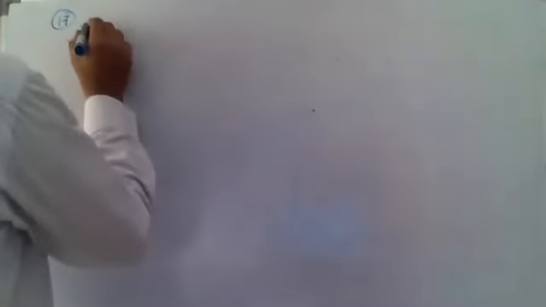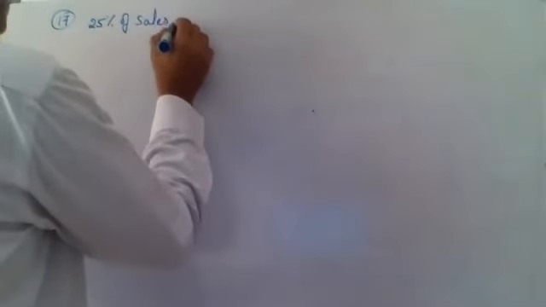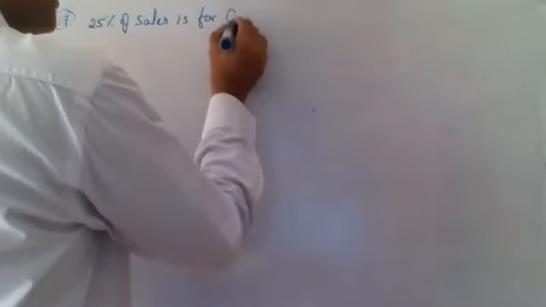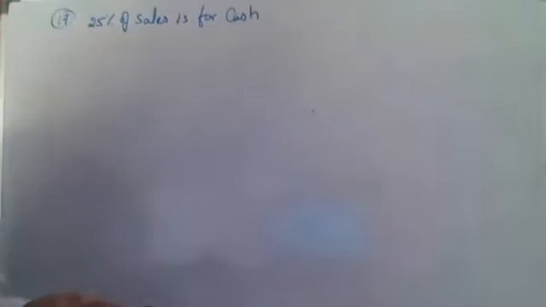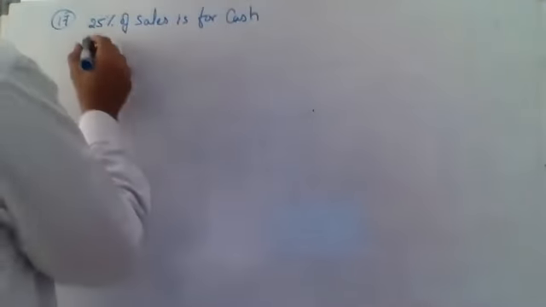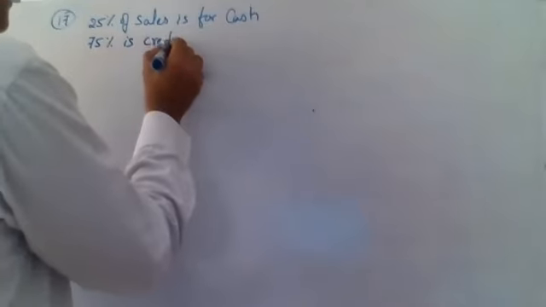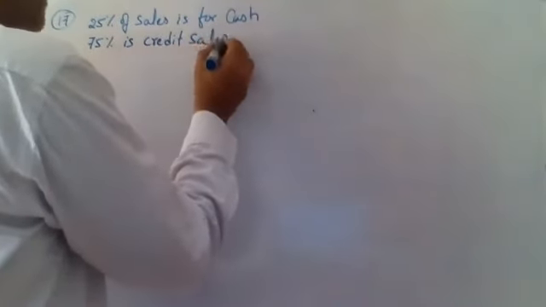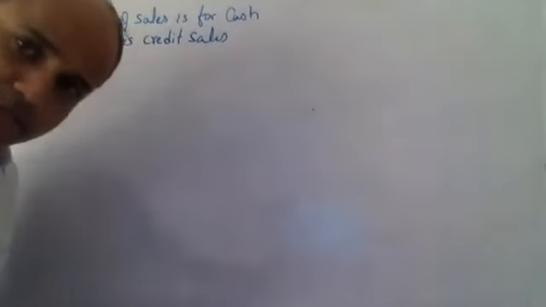Try to understand this. 25% of the sales is for cash. So what about the remaining 75%? The obvious: if 25% is cash sales, 75% is credit sales, correct?